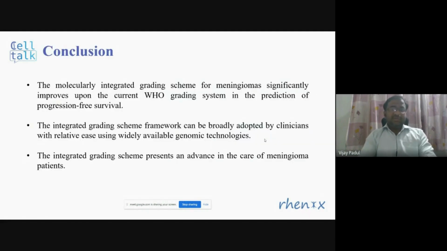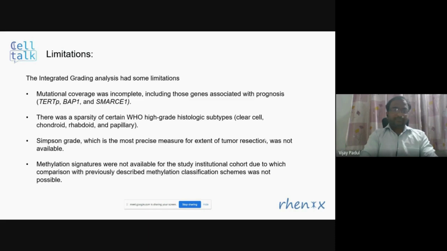So, conclusion: the molecularly integrated grading scheme of meningiomas is a significant improvement on the current WHO grading system. This framework can be adopted by clinicians because molecular testing is becoming more common, and copy number variation data will also be available more frequently, and therefore it can be integrated into this scheme, and a better prognostication of the patients can be performed.